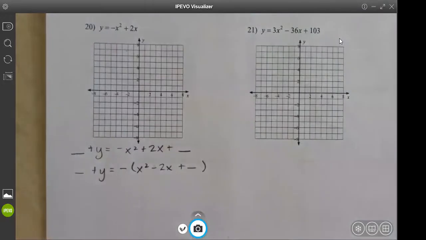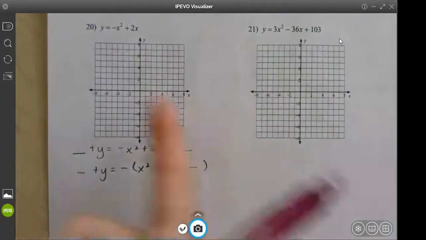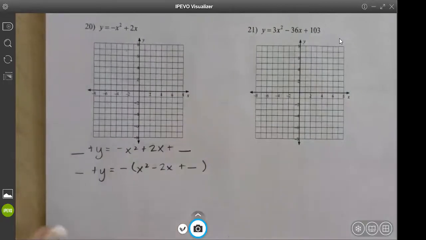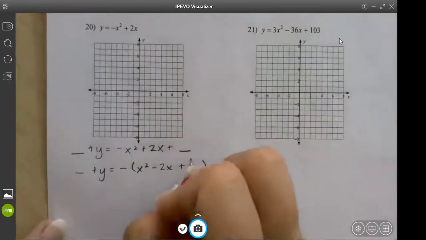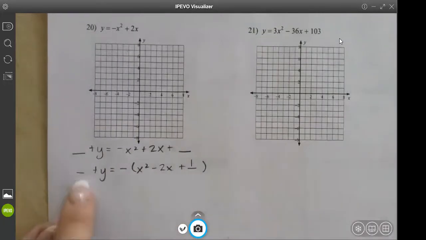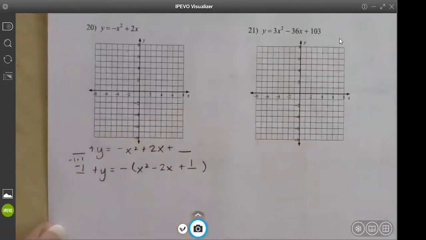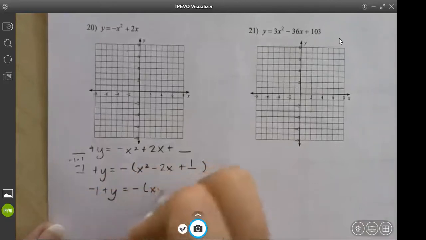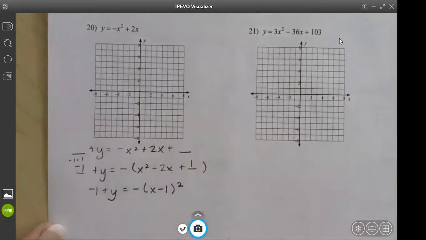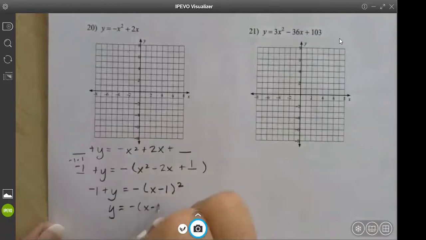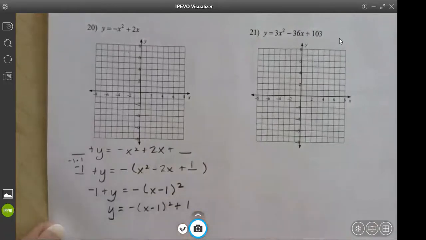Okay. If you need to, put a 0 here, move it to the other side. I don't care. You just don't have a number over there. 2 divided by 2 is 1, squared is 1. Remember, in this box, what you took out times what you put in, so this one will be a -1. We're going to rewrite it. -1 plus y equals -x minus 1 squared. And then you're going to add your 1 over. y equals -x minus 1 squared. Add your 1 over.